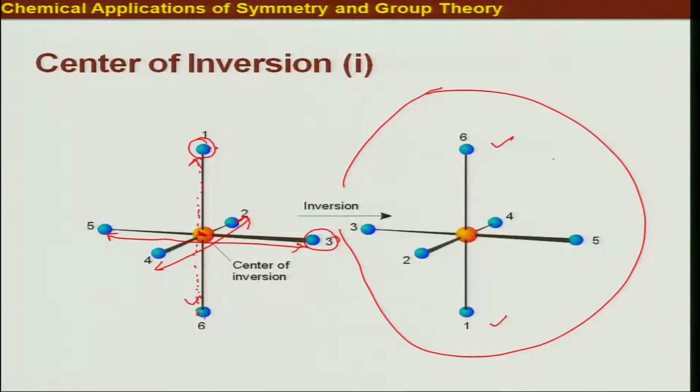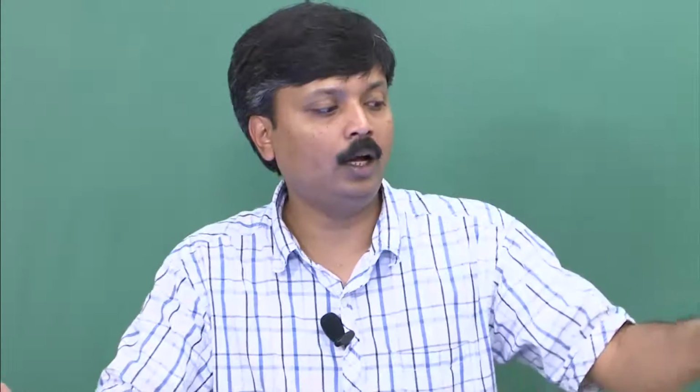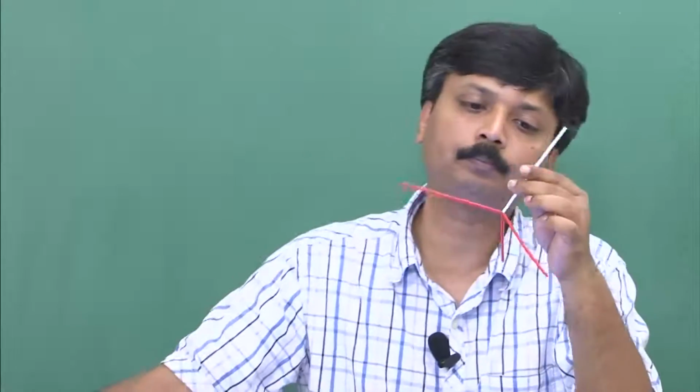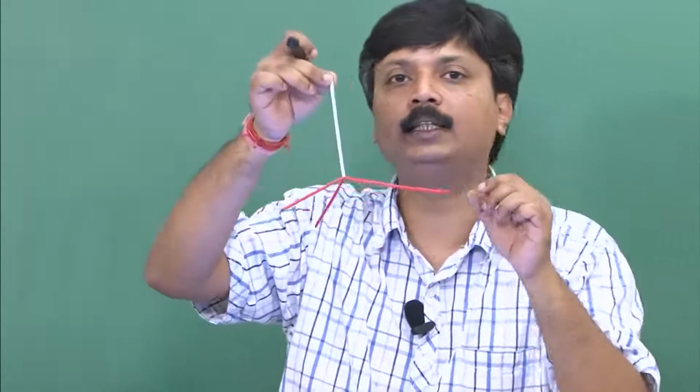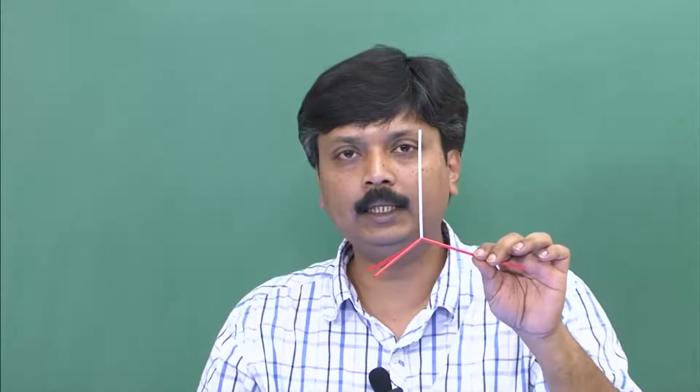So knowing this, we should be able to write the structure of any molecule after operating the inversion symmetry operation, if the molecule possesses a center of inversion. You cannot operate any symmetry operation on a molecule which doesn't have it, right? So for example, we talked about CHCl3, chloroform, right?